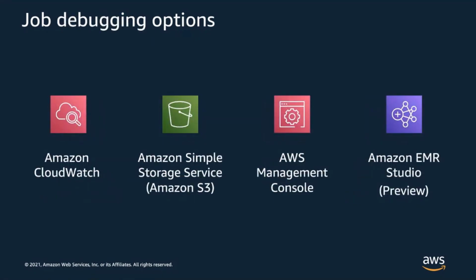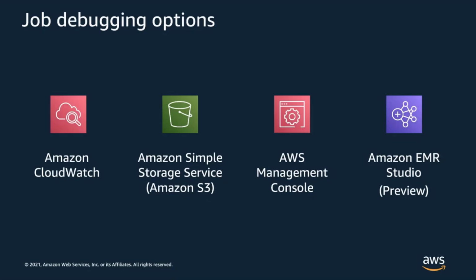When it comes to job debugging options, again, a few options there. So you can, of course, send your logs to CloudWatch and log those there, or whatever interface you have to CloudWatch. You can send logs to Amazon S3 as well. Inside the management console in EMR, you also have access to the Spark history server. So if you're familiar with that interface, you'll be able to go in and debug jobs that way too.